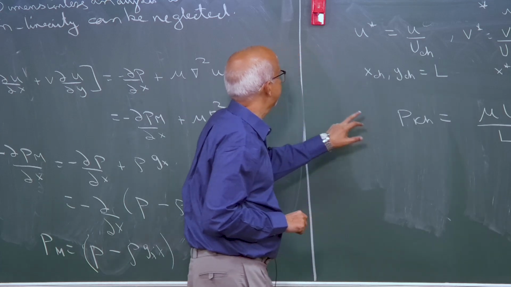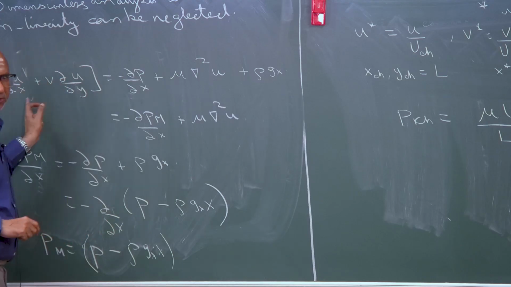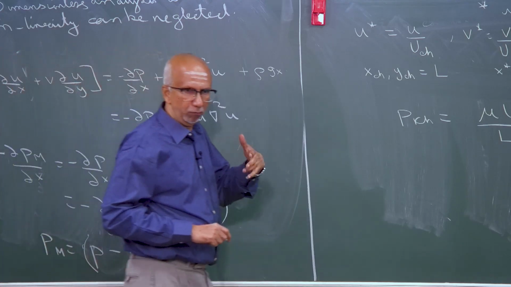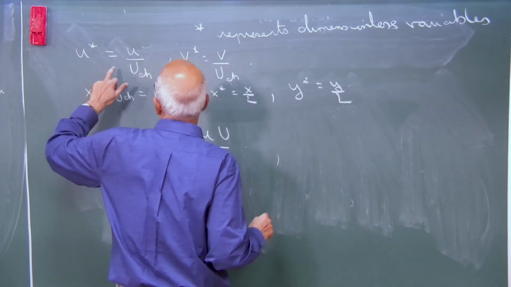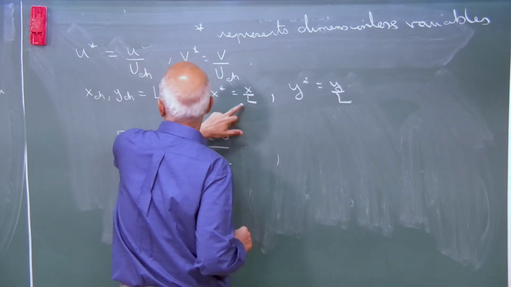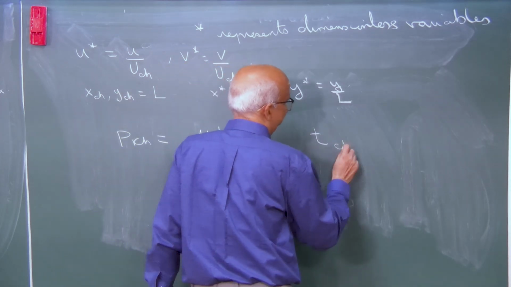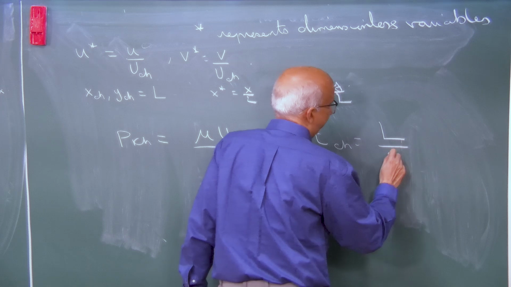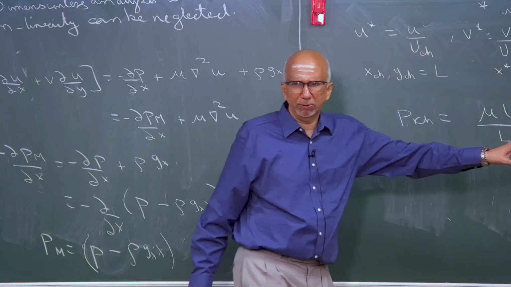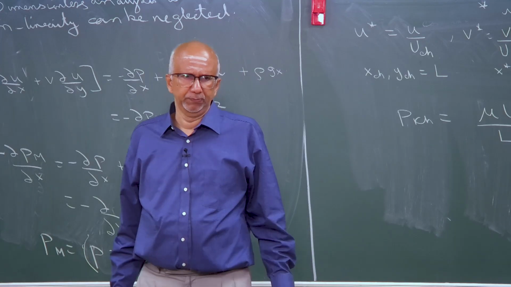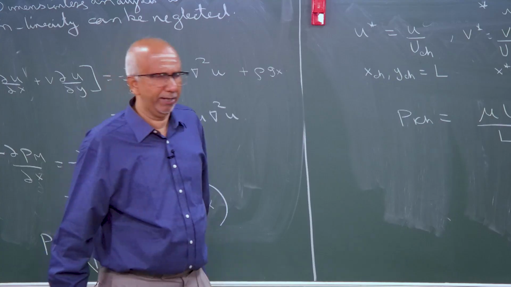So, now the other independent variable is t characteristic, the time. I have to make time also dimensionless. Since this is my length scale L and this is my velocity scale u characteristic, t characteristic will be L divided by u characteristic. This has units of time. This is one possible choice, okay. So, t star will be t divided by t characteristic.